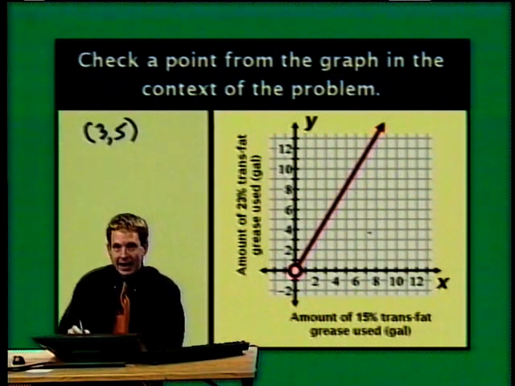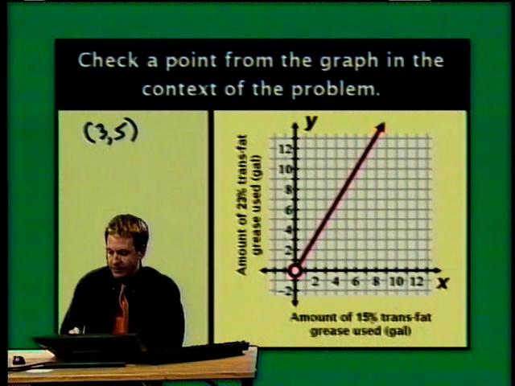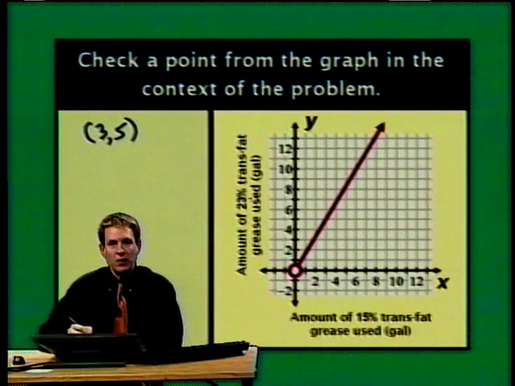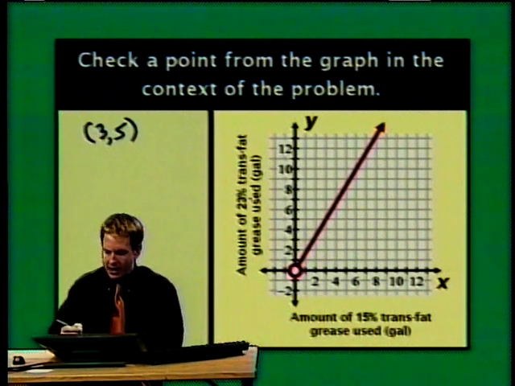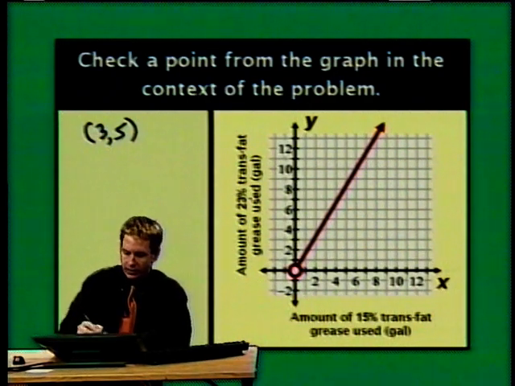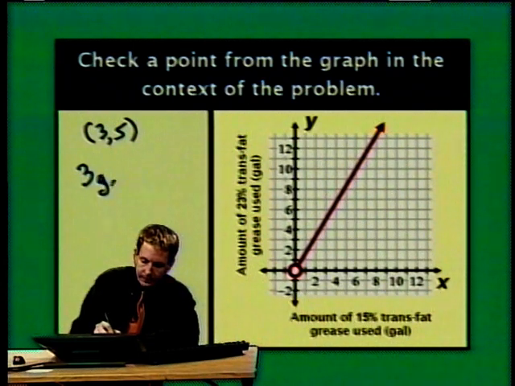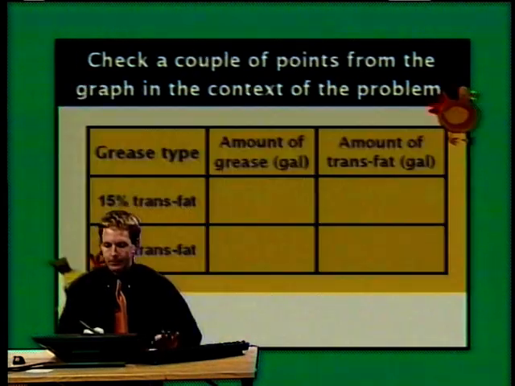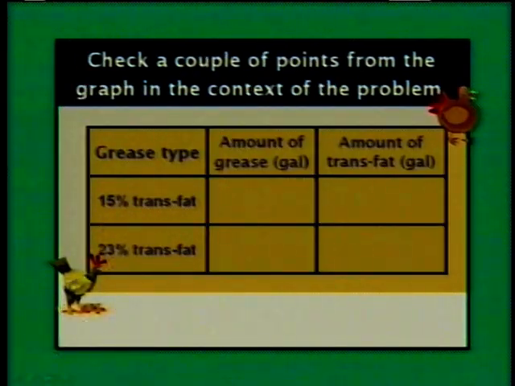Now let's look at the axes. The horizontal axis is the 15% trans fat grease amount, and the vertical axis is the 23% trans fat grease amount. So this (3, 5) is telling me that Uncle Jeb is using 3 gallons of the 15% trans fat grease and 5 gallons of the 23% trans fat grease. Let's put those numbers in a table and make sure our answer makes sense. So we've got 3 gallons and 5 gallons of the two types of greases.